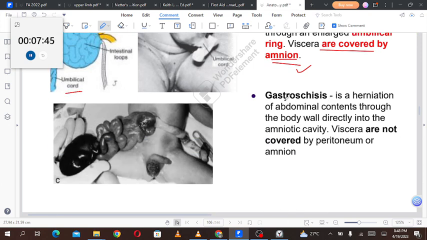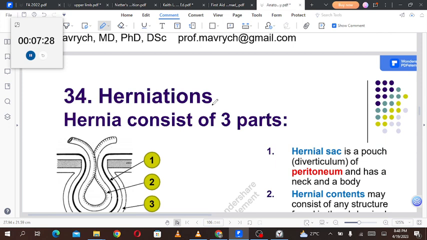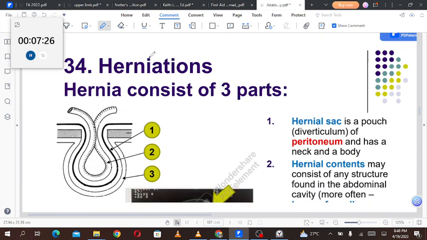In the case of gastroschisis, it is a herniation of the abdominal contents through the body wall directly into the amniotic cavity. The viscera are not covered by peritoneum or amnion. Here you can see the viscera are not covered by amnion, and it is most commonly on the right side of the umbilicus, for some unknown reason. Then we'll talk about herniations.